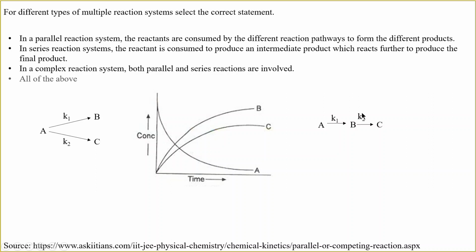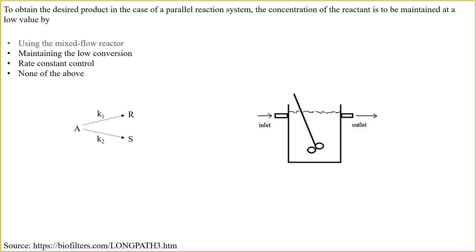Moving on to the next question. To obtain the desired product in the case of a parallel reaction system, the concentration of the reactant is to be maintained at a low value by the following options.